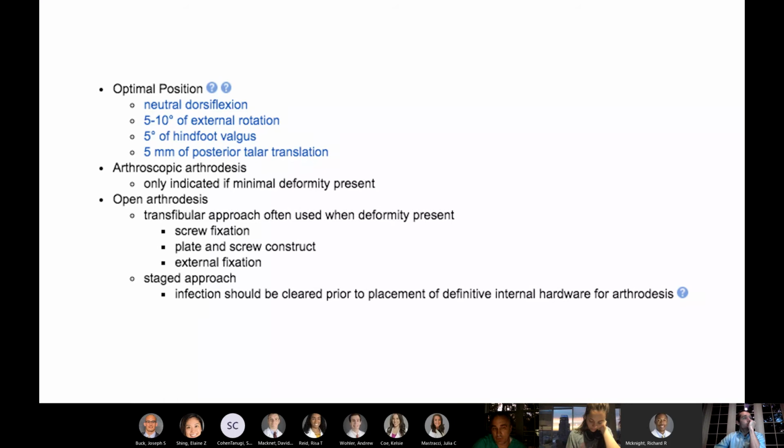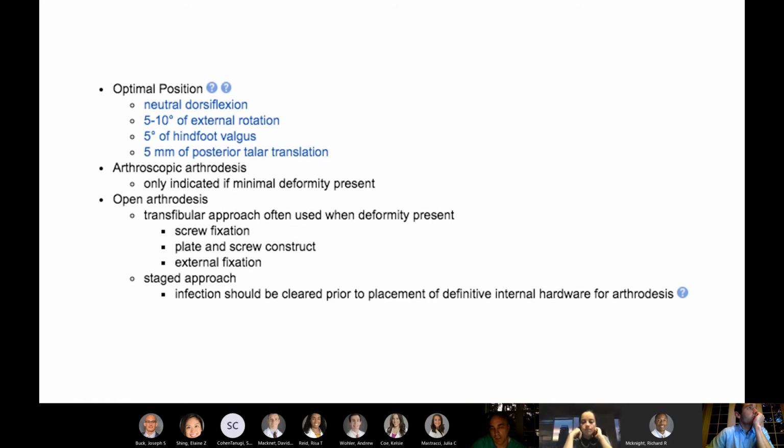Arthroscopic arthrodesis, they say that the fusion times are about 3 weeks faster. You do have to have a congruent joint in order to do this. So you can't take a lot of deformity and do an arthroscopic. I'm sure there are people that do, but they probably do that all they do. Our open approaches, transfibular has been present for quite a long time. We do typically anterior approaches. And then again, staged if you've got infection.